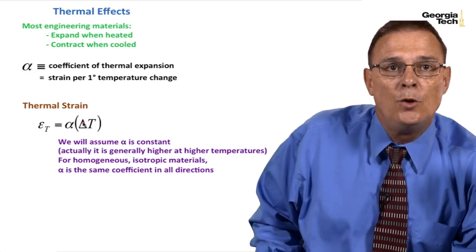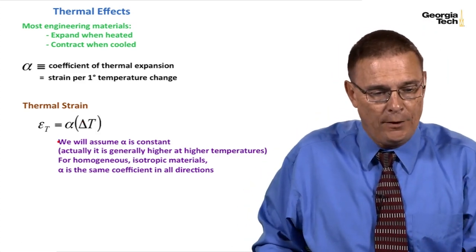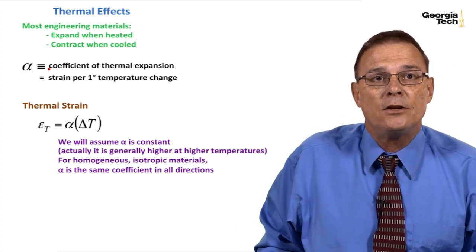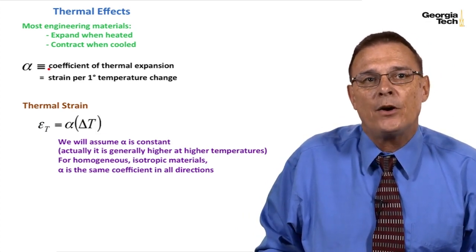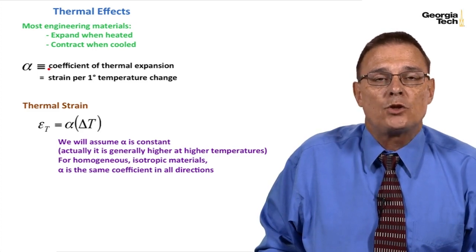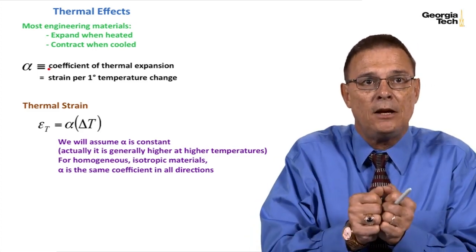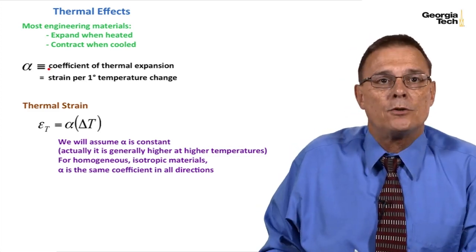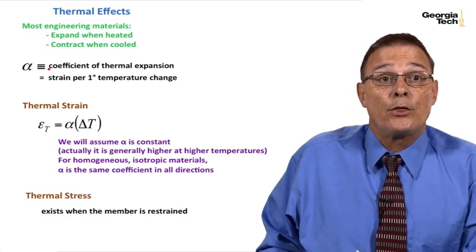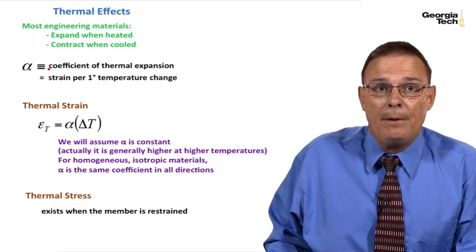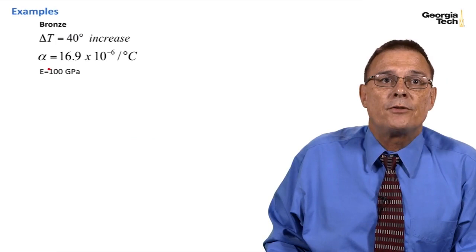And we'll assume in this course that alpha, the coefficient of thermal expansion, is constant, although it's actually generally higher at higher temperatures. And we're also going to use it for homogeneous isotropic materials, which means that the coefficient of thermal expansion will be the same in all directions. And the thermal stress will exist from this thermal strain if the member is restrained. So let's look at some examples.